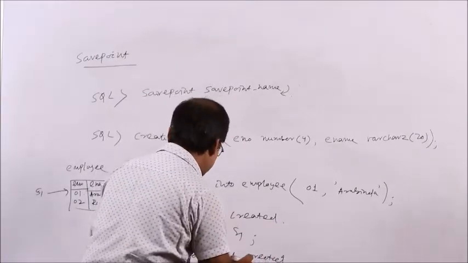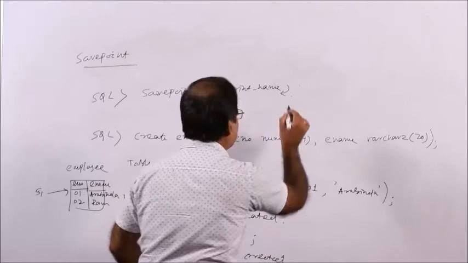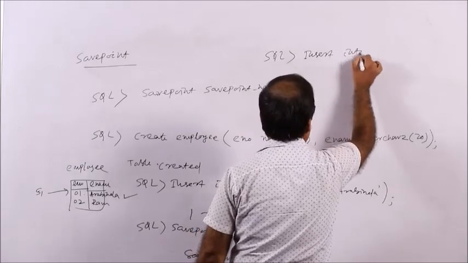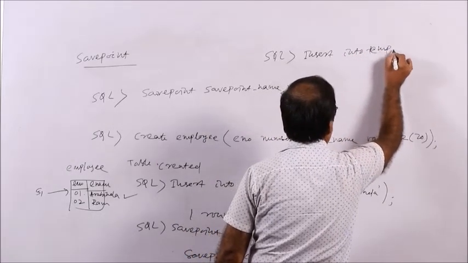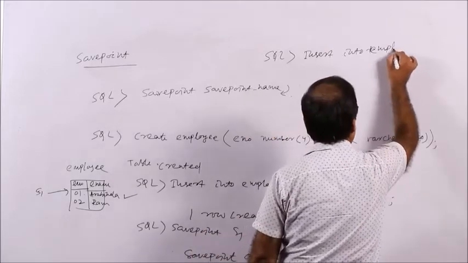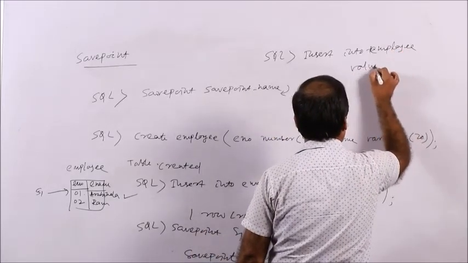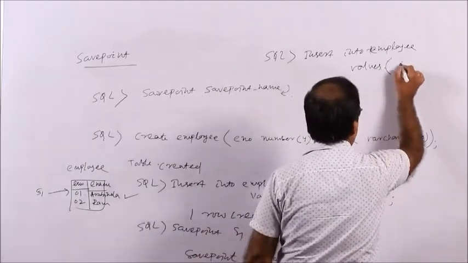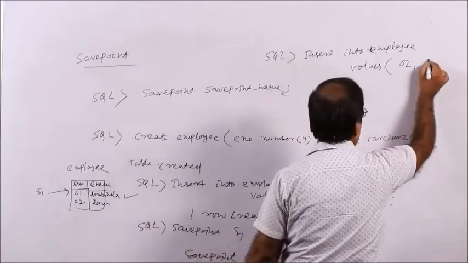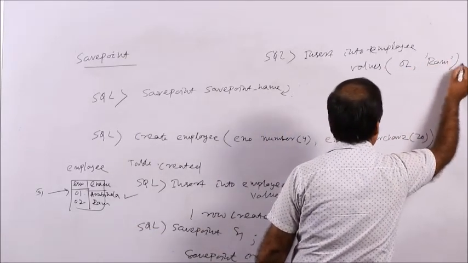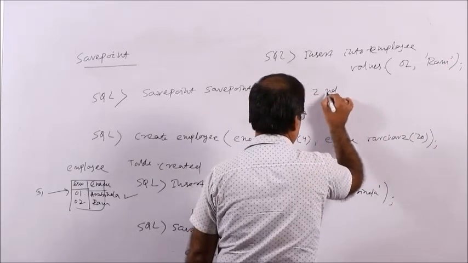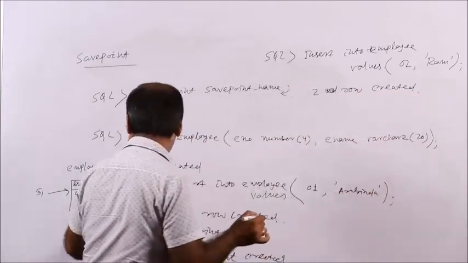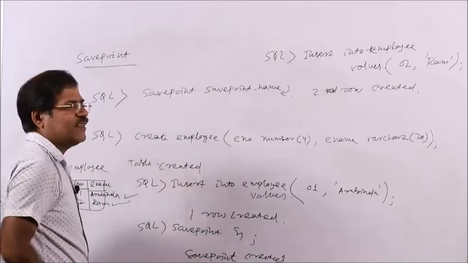Again I want to insert. So after this line, I will write another SQL statement. Again I want to insert a second record: insert into employee values. The second record we will insert is 02, and the name is Ram. It shows the second row created. That means another row is inserted in the table.